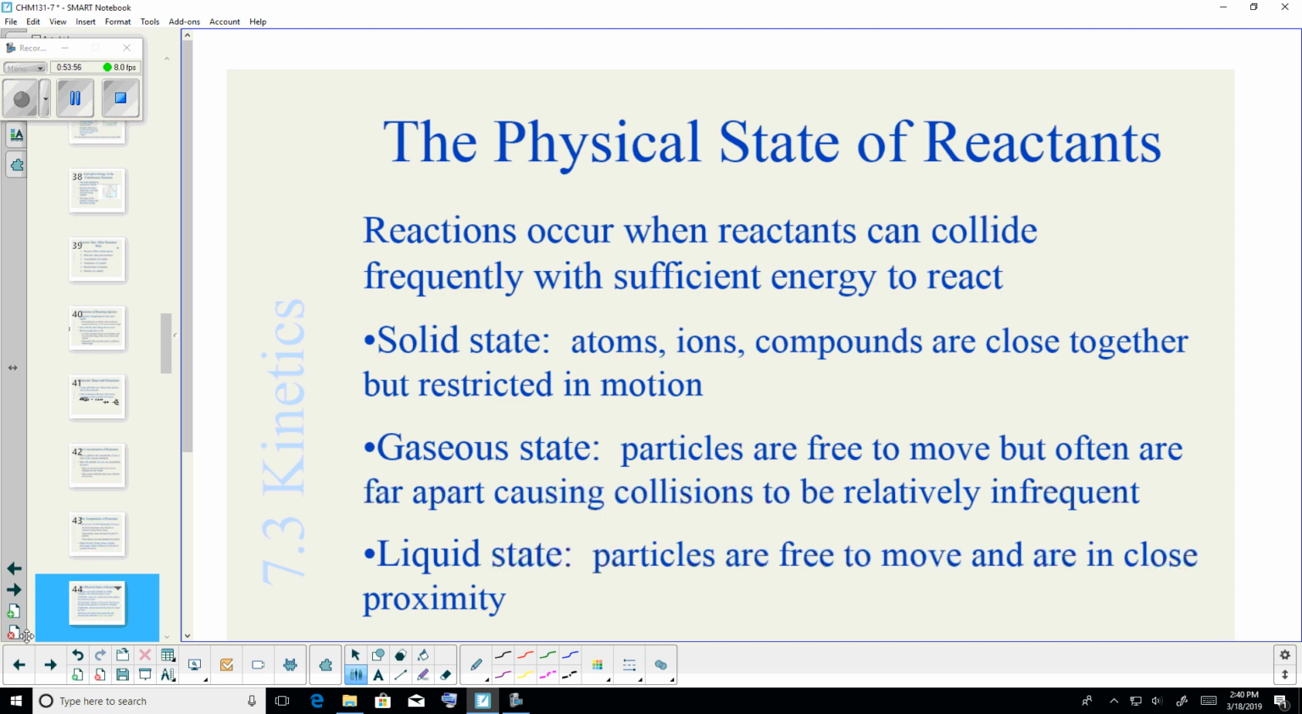If this was a single block, it's very difficult for me to react on the atoms inside the block. I can't get to them. I can only react with the atoms on the surface. Okay? Rusting is a surface phenomenon. It just occurs on the surface. It takes a long time for it to rust through.